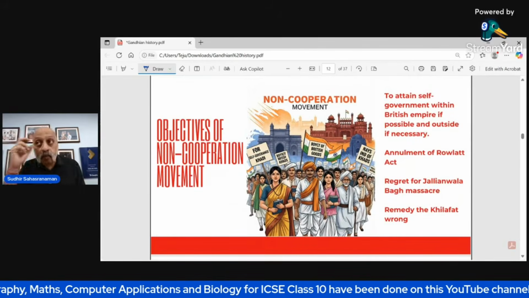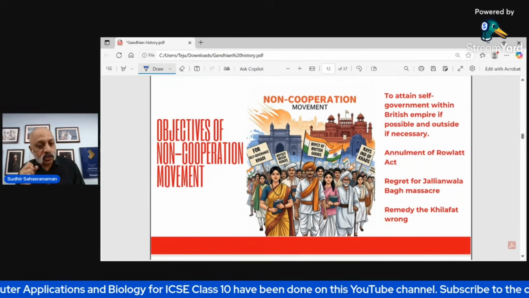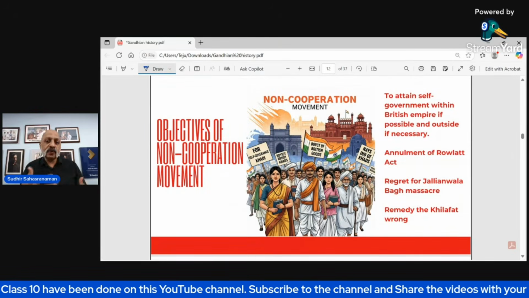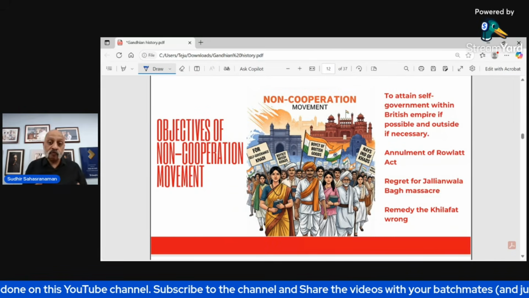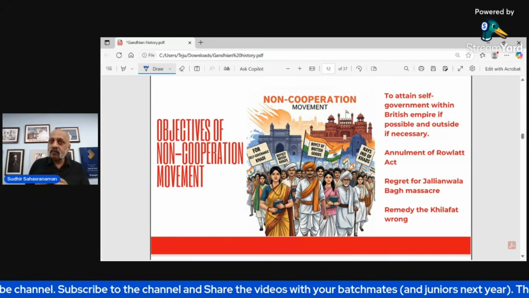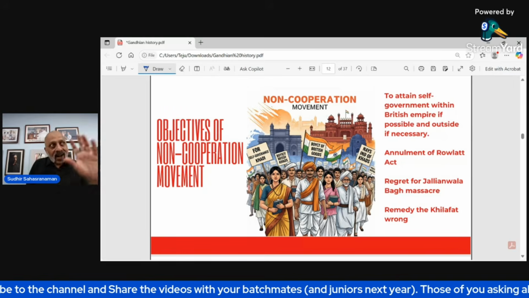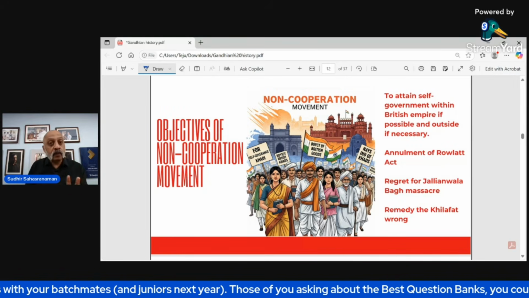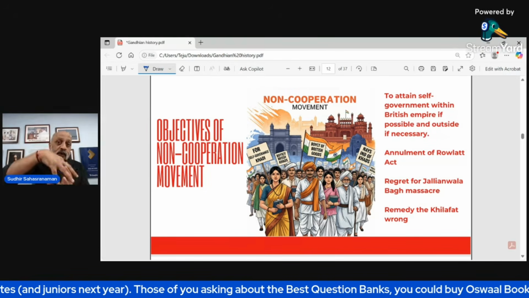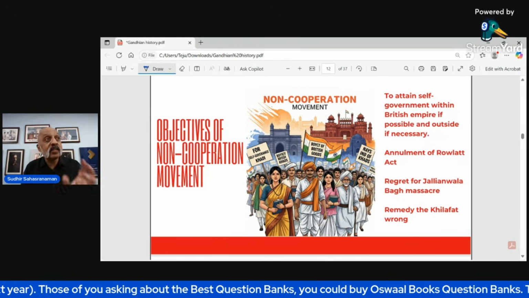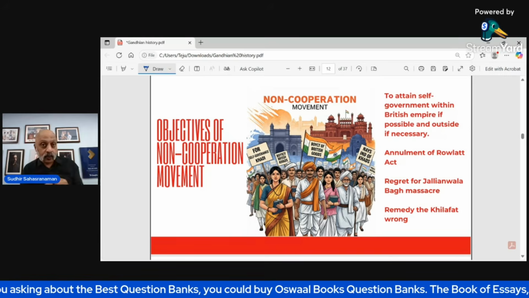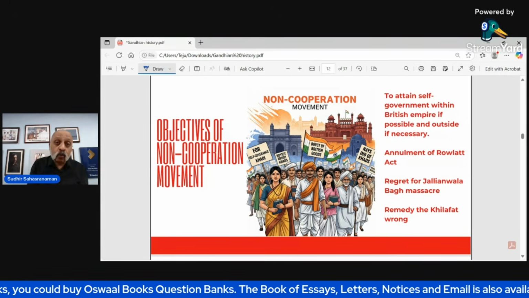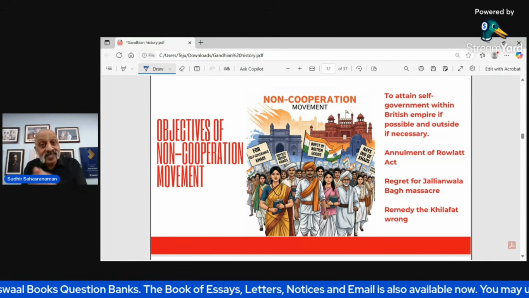Now, what did the non-cooperation movement aim to do? What were the aims and objectives of the non-cooperation movement? The first one was to attain self-government within the British Empire if possible and outside if necessary. Let us, as a first step, at least have our own government with our own people. We may still be under the British government, but at least have our own government instead of having Britishers rule over us. That was the first step. If possible, we would want to be completely independent. Who wouldn't want to be completely independent? But at least as a first step.